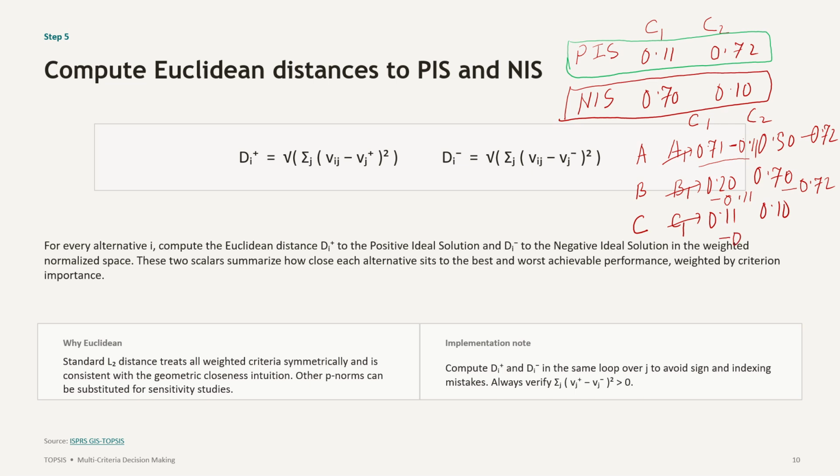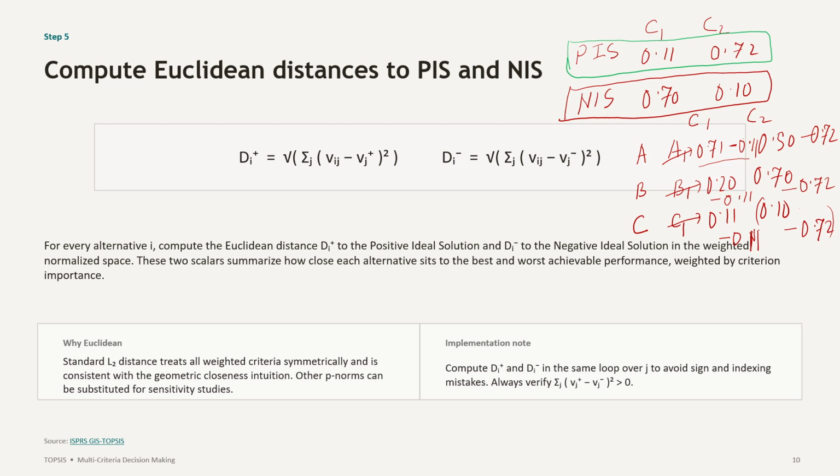Similarly, the positive ideal solution of C1 will be deducted from the value of C1 for C, and the positive ideal solution of C2 will be deducted from the value of C2 for C. That is what we will do now. Means positive ideal solution of C1 is 0.1111, and for C2 the positive ideal solution is 0.72. Is it clear? Then, we are not finished yet.